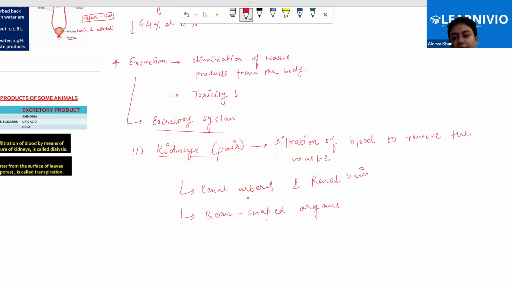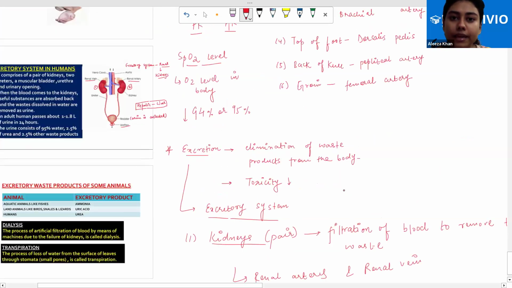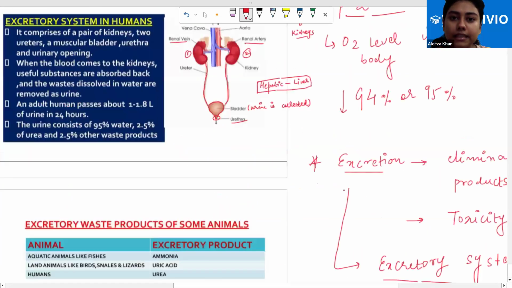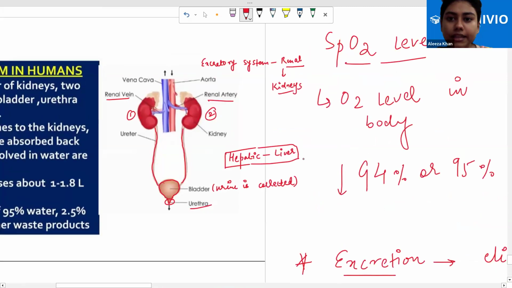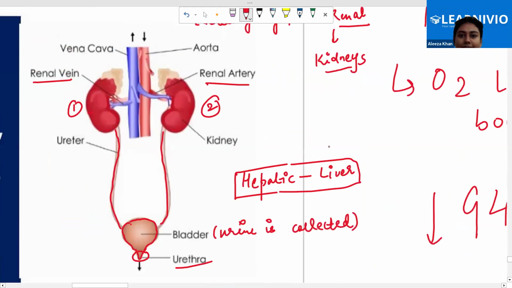Your renal artery must be containing which type of blood? Oxygenated. Yes. And which one is containing the deoxygenated blood? Renal vein. So these two vessels are carrying the oxygenated blood and deoxygenated blood to the kidneys, so that your kidneys will filter out the blood. Understood? Yes, ma'am.